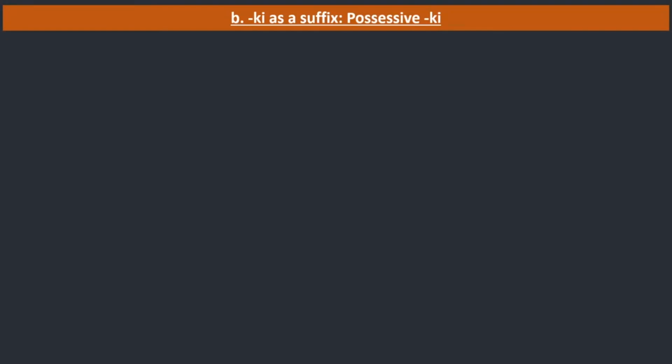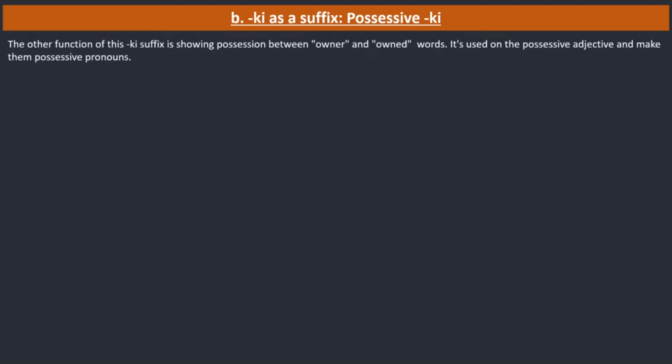So, okay, next one is the possessive ki. It doesn't always show location. Sometimes it also shows possession, like when you have something, you also combine ki with the possessive suffixes. A possession is a relationship between an owner and an owned word. There are two things, one of them owns the other. So we have this ki to show this relationship.